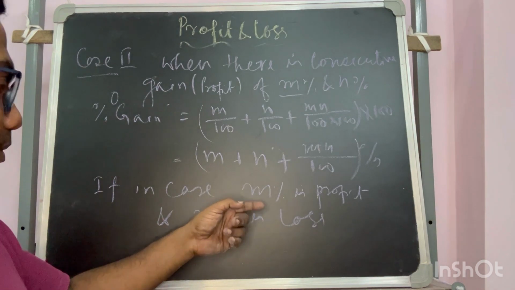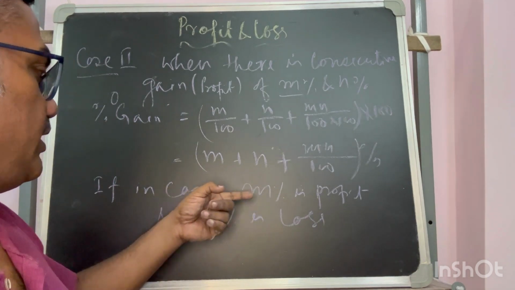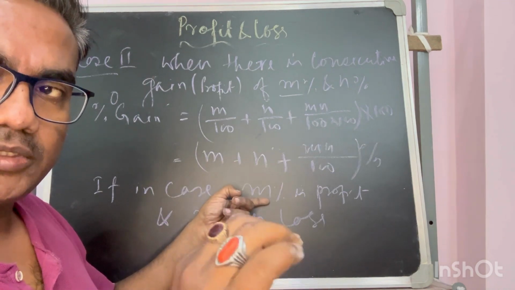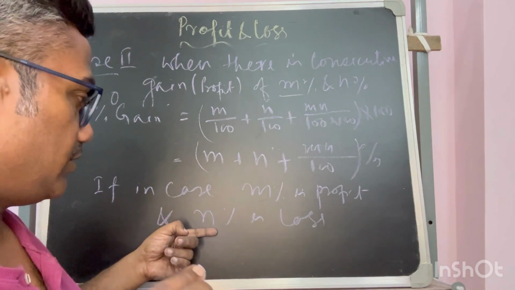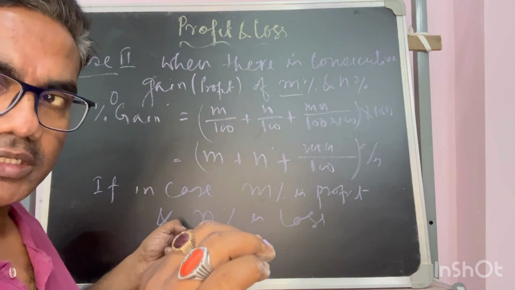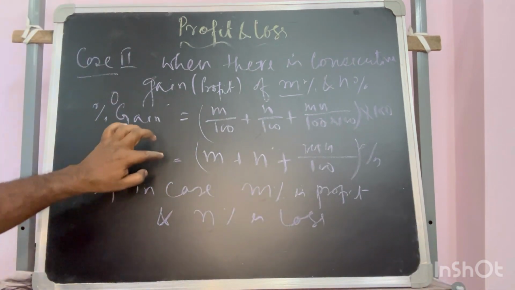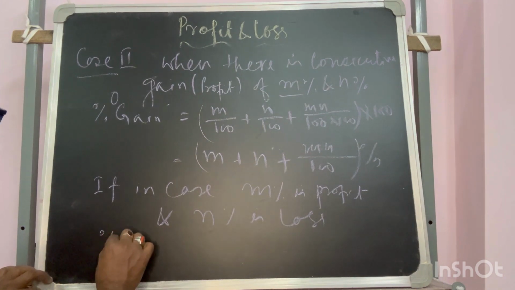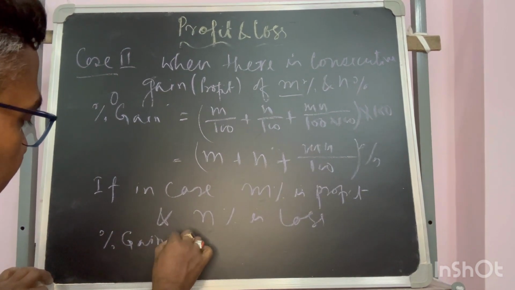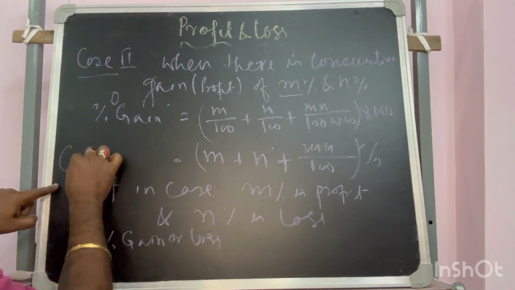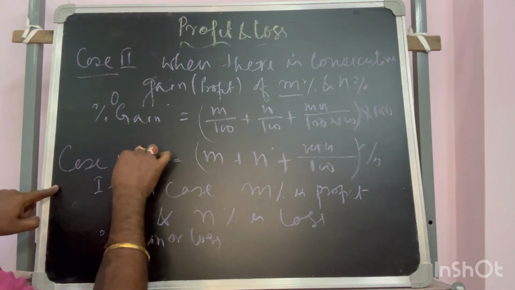The only thing you should remember, as I said earlier, is that when it is a profit, it has to be taken as plus for any equation. If it is a loss, it has to be taken as a negative, which I described in the earlier video. Okay, so this equation, the percentage gain or loss, we'll take it as case 3, you can say.